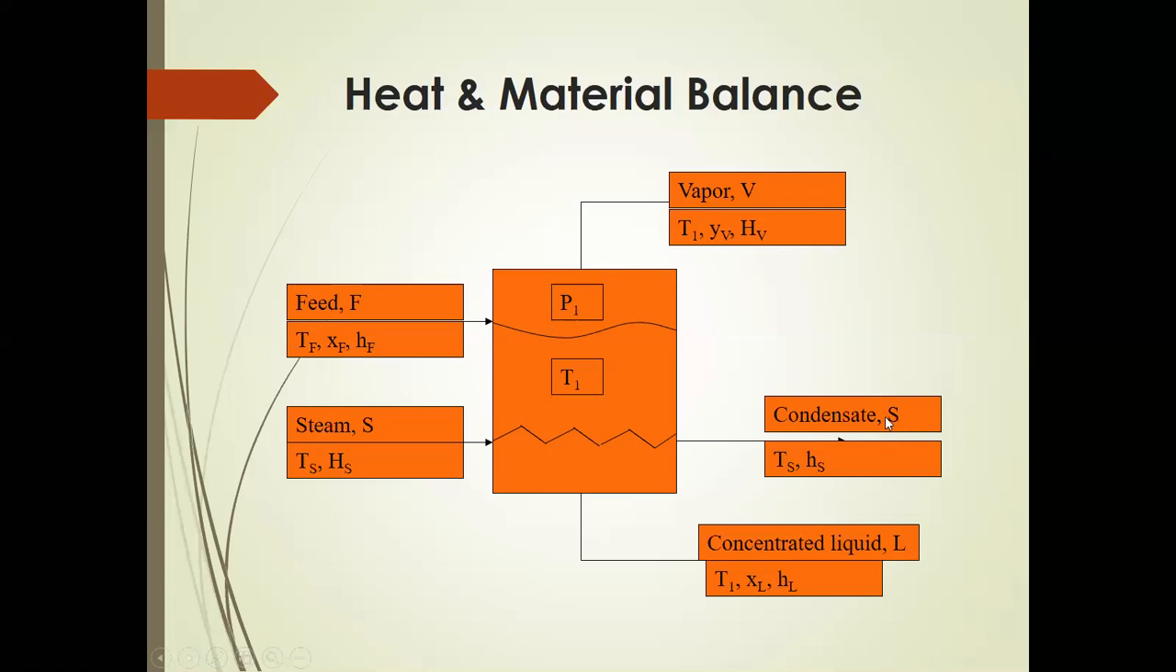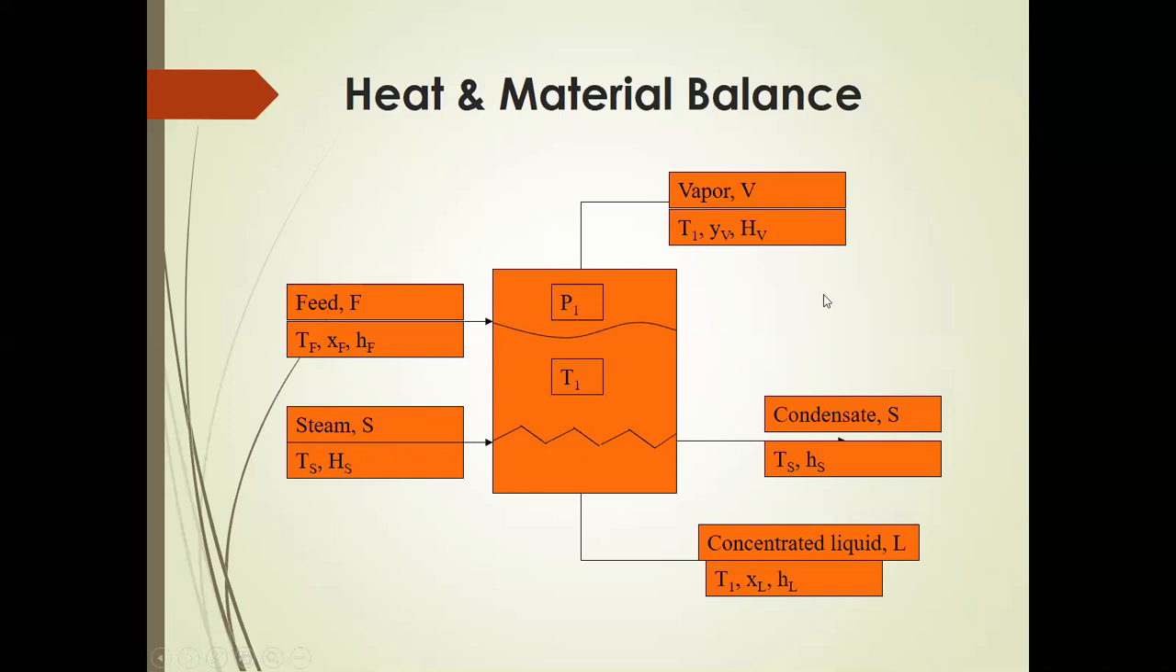The reason why the condensate here is also labeled as S is because the amount of the condensate is the same as the amount of the steam. The only difference is their phase or their form. This one is vapor, this one is liquid. So you have the temperatures of the streams here, you have their mass fractions, and you have their enthalpies.